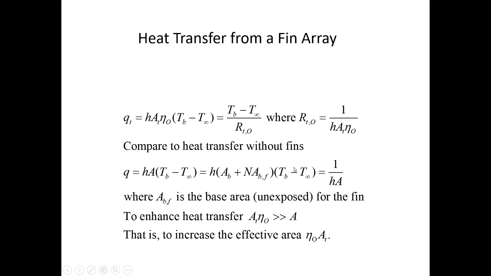After solving heat transfer from a fin array, we get Q equals h At Tb minus T infinity, that is h Ab plus N Ab,f Tb minus T infinity, that is 1 upon hA. Here Ab,f is the base area unexposed for the fin to enhance heat transfer. So At eta 0 is greater than A, that is to increase the effective area eta 0 At. So it was the last topic of today's lecture.